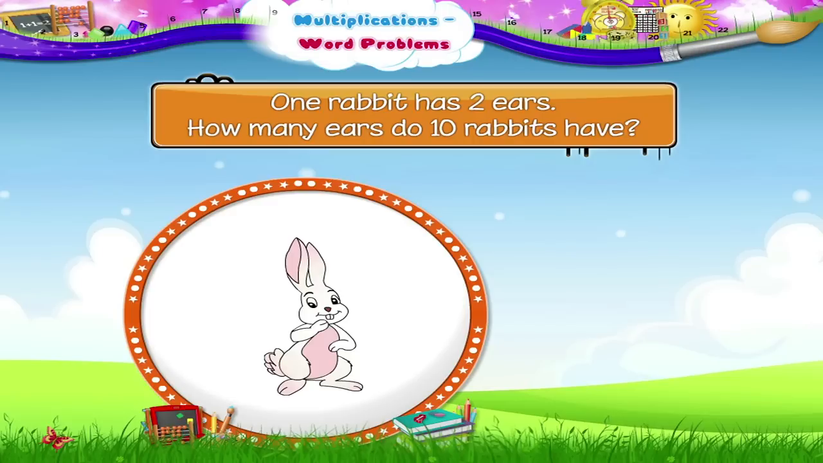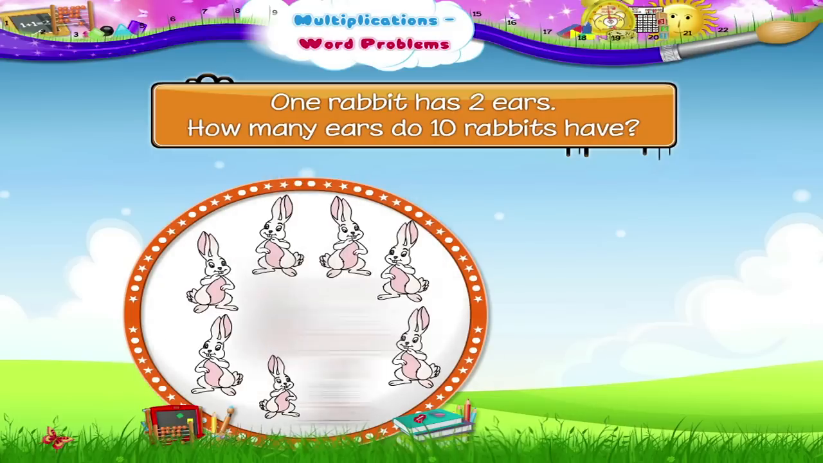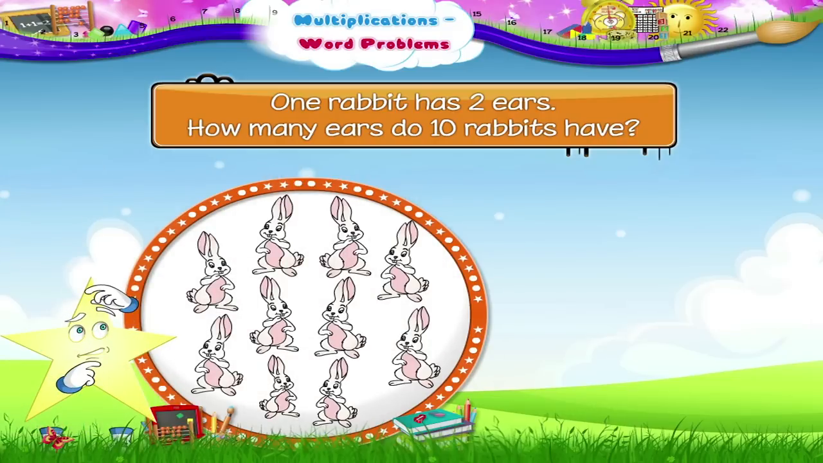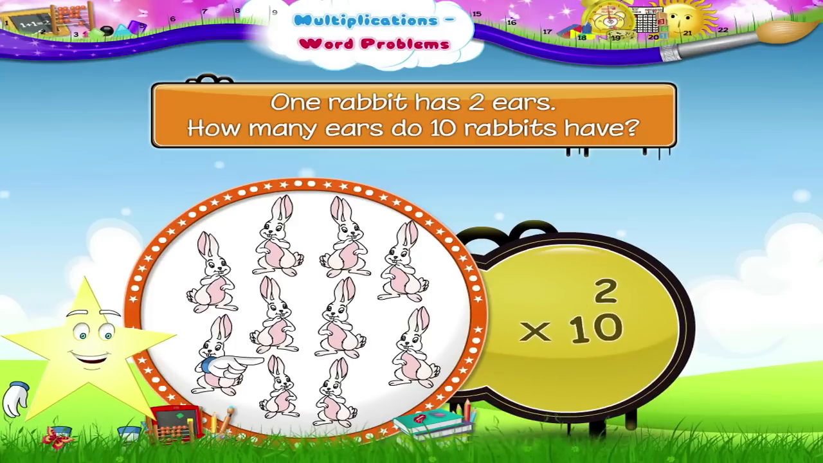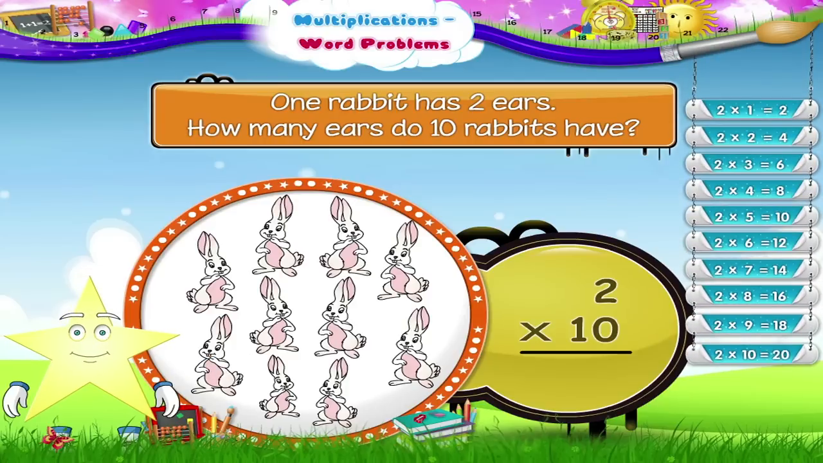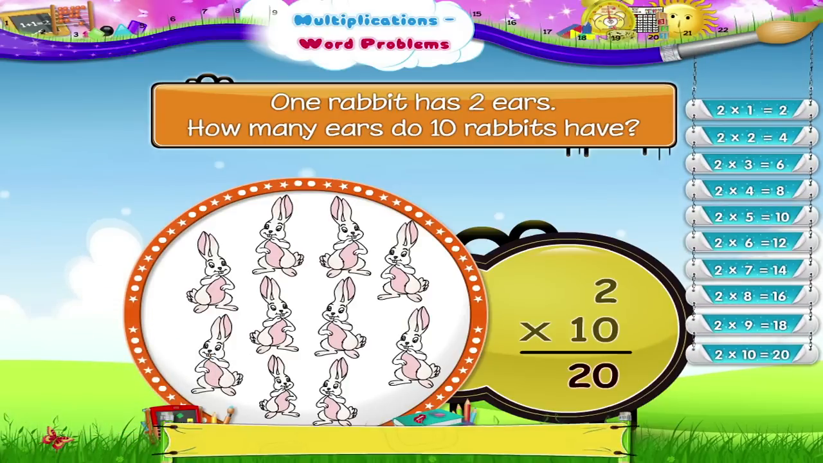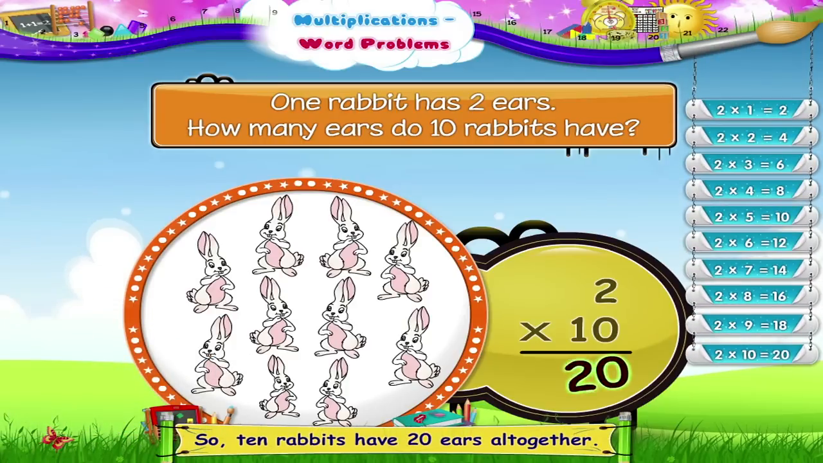One rabbit has 2 ears. How many ears do 10 rabbits have? What should we do, Starry? Yes, multiply 2 by 10. 2 tens are 20. So 10 rabbits have 20 ears altogether.